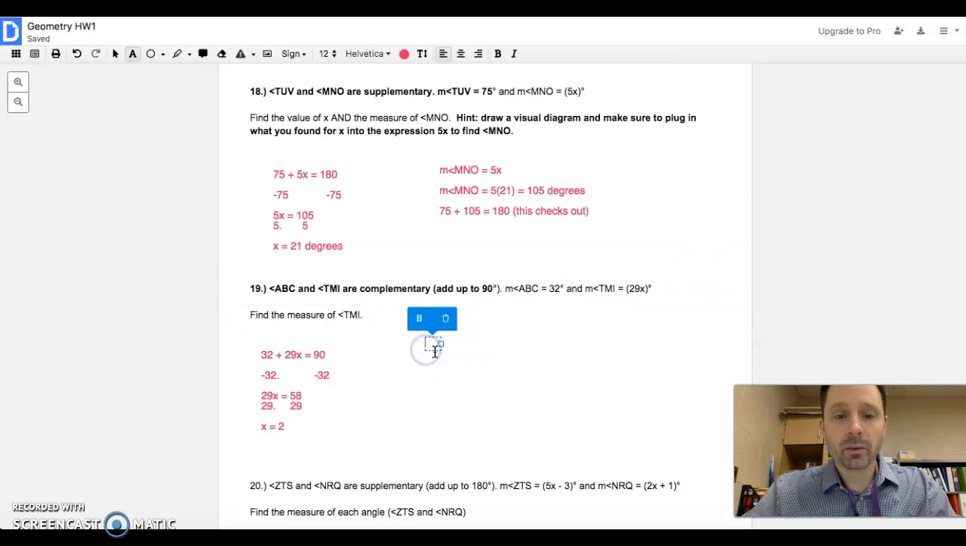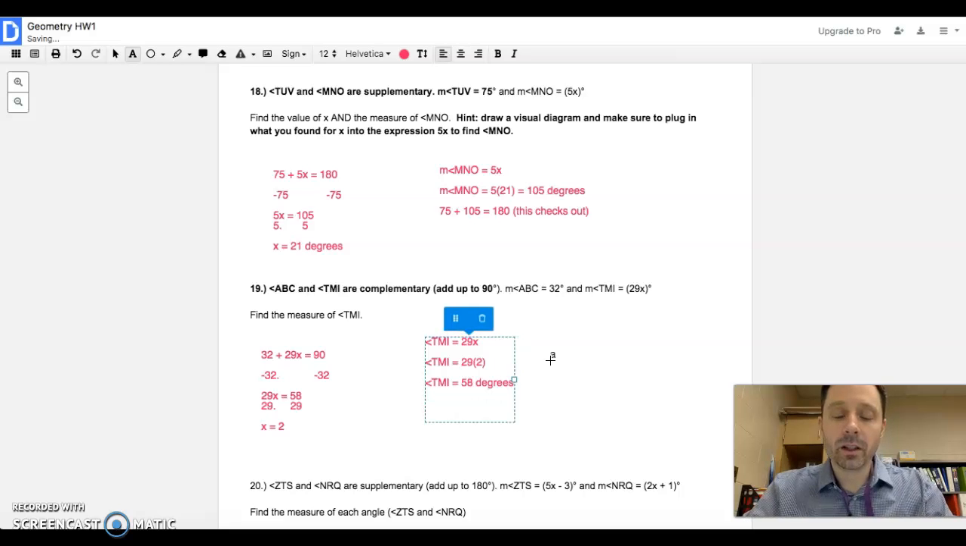All right, but we're not asked to find x. That's just part of it. Find the measure of TMI. Well, TMI was given to us as the expression 29x. So let's plug in our 2 where x is. So that's 29 times 2. We solved for 2 right here. Plug it in for x. And 29 times 2 is 58 degrees.